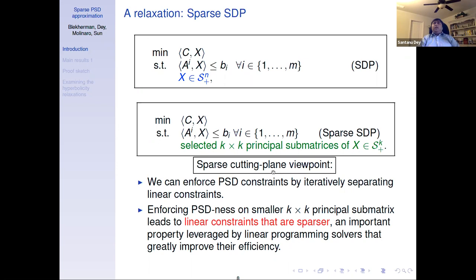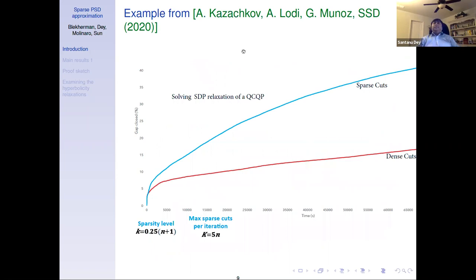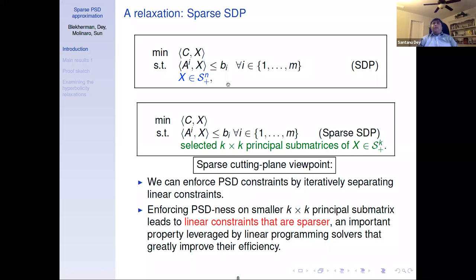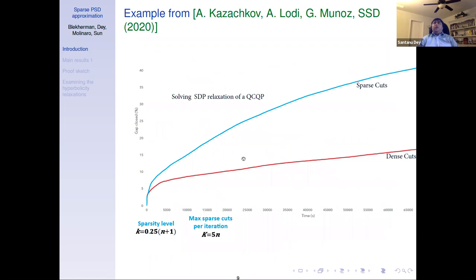So let me quickly show you a not very scientific argument to say that this might not be such a bad idea, but this is a paper in the works. We should be finishing it very soon. This is together with Alex, Andrea Lodi, Gonzalo Munoz, and myself. What we've done is we've taken various classes of QCQPs, non-convex quadratic problems, and looked at their SDP relaxations. We've tried to solve them using cutting planes, but instead of getting cuts from the PSDness of the whole matrix, we try to get cuts from the K by K submatrices. That is what is going on here.